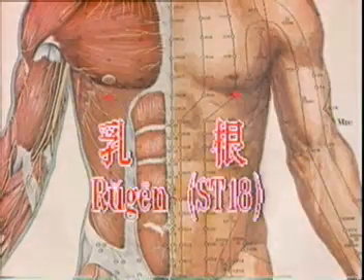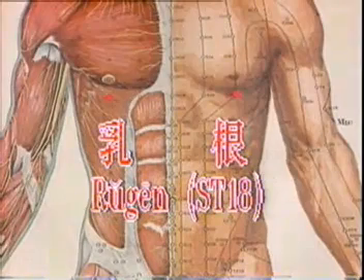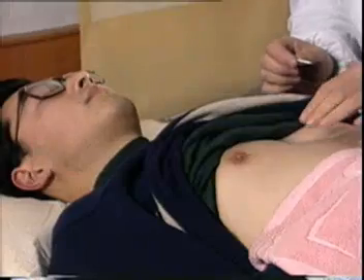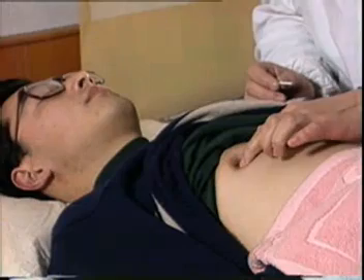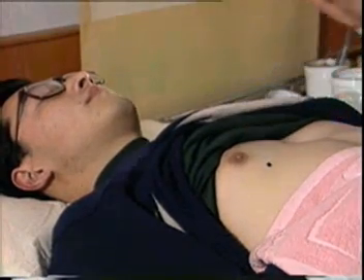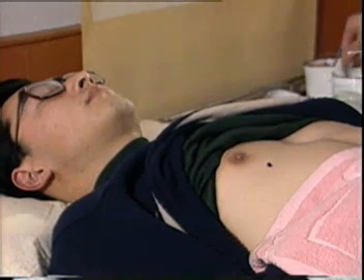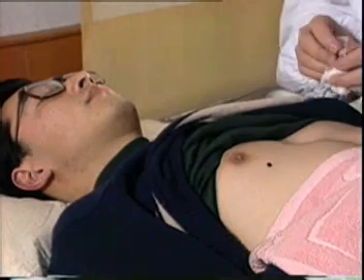乳根。When the patient adopts a supine position, the point is located in the fifth intercostal space, directly below the nipple. Indications are cough, asthma, pain in the chest, mastitis, insufficient lactation, etc.